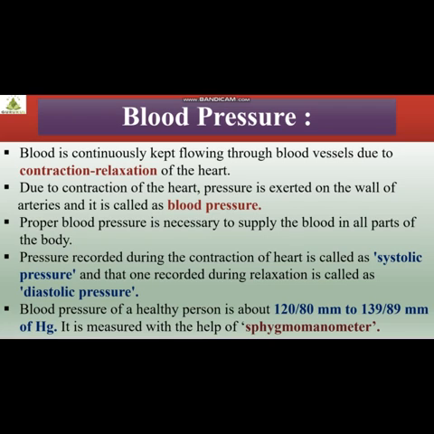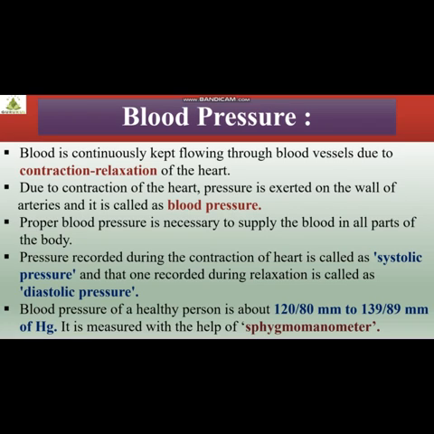Now, due to contraction of the heart, pressure is exerted on the wall of arteries and it is called blood pressure. Due to contraction of the heart, a lot of pressure is exerted on the wall of the arteries, which is one type of blood vessel, and that is called blood pressure. Proper blood pressure is necessary to supply the blood in all parts of the body. Yes, there is a proper flow or proper pressure of the blood through all the blood vessels.